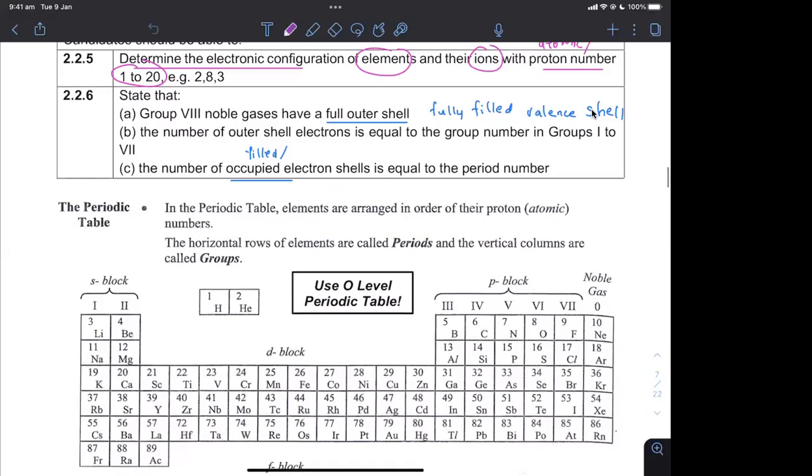So for instance, this is the first row. The hydrogen and helium is the first row. If that is the first row, that is what you call period number 1. This is the second row, so that is period number 2. And there's period number 3. And period number 4 is where potassium and calcium start.